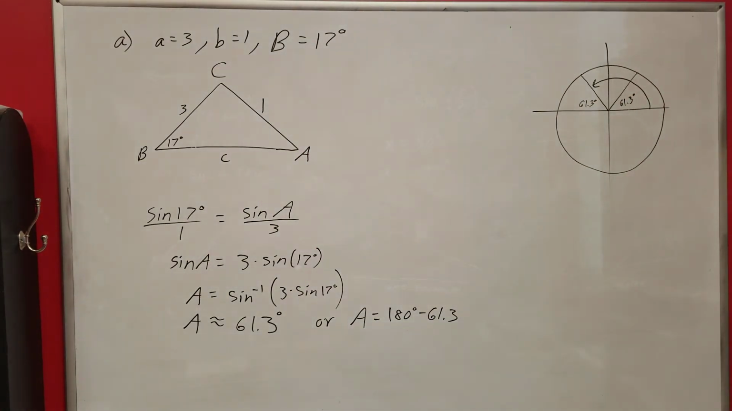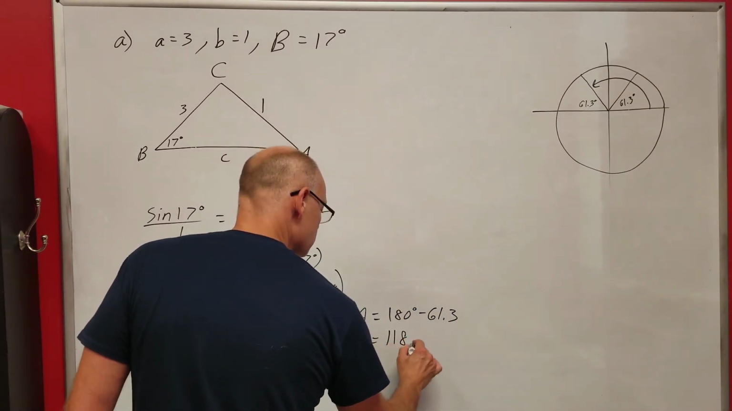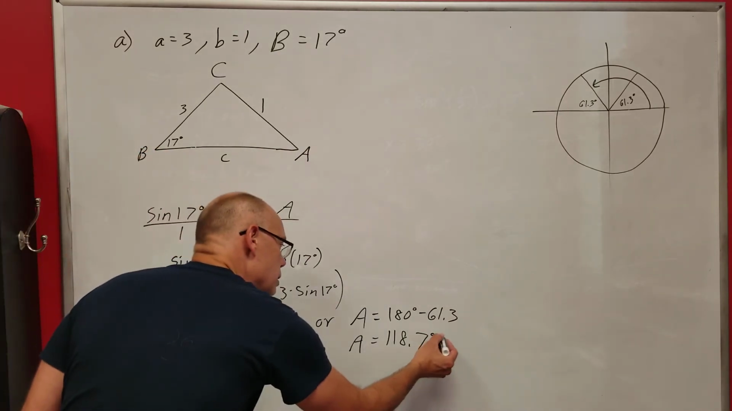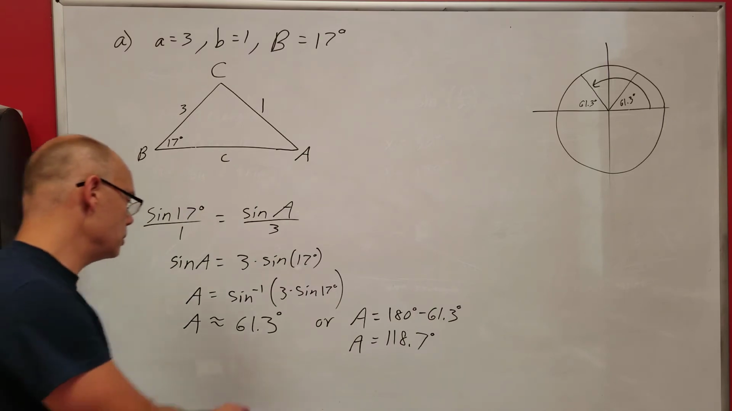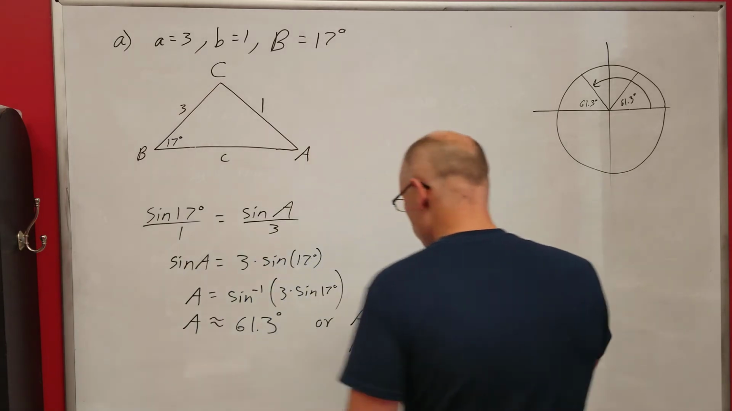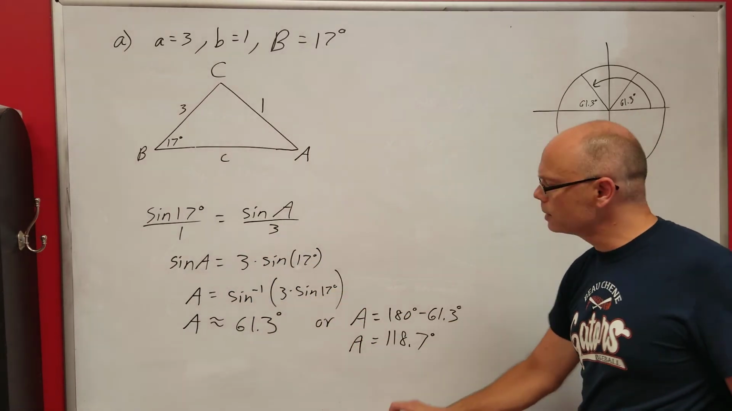So I get 118.7. And let's go ahead and put degrees here and here. All right, so what are we saying? We're saying that A could be that or A could be that, right? We just don't know because both of those values have a sine that is this stuff, 3 times the sine of 17.